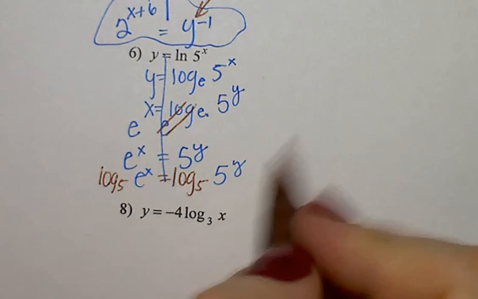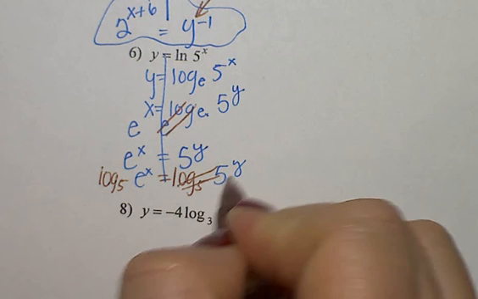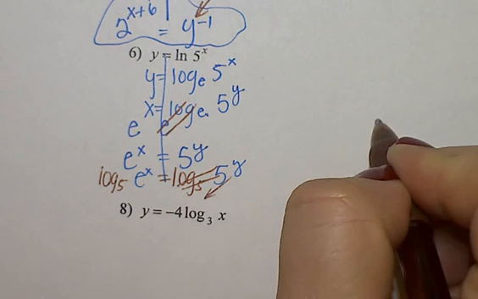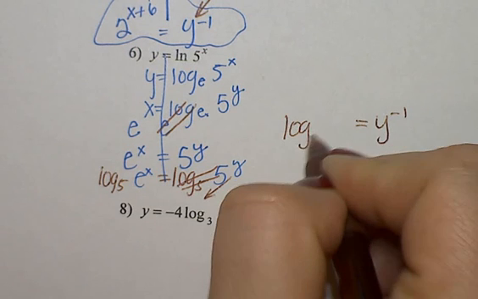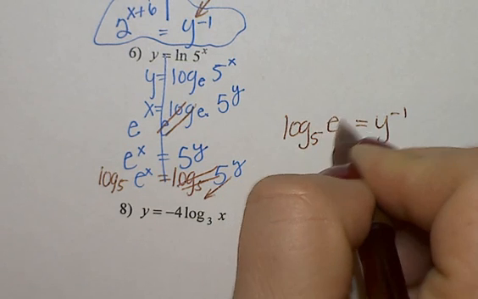The log base 5 and the 5 cancels. We bring down y, and I'm going to write it over here. The inverse of y is equal to log base 5 of e raised to the x power.